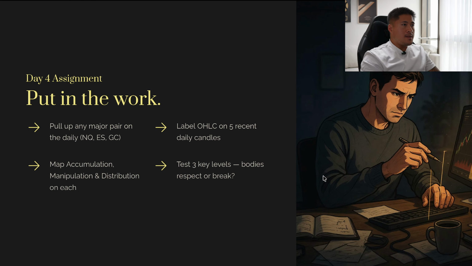So, the assignment for day number 4 is the same as the previous day. Put in the work, okay? I want you to go and pull up any major pair on the daily time frame, okay? It can be Nasdaq, it can be ES, it can be gold, whatever you're trading, okay? Euro USD, whatever. Then after that, I want you to label the open, the high, the low, and the close on the 5 recent daily candles, all right? After that, I want you to map out the accumulation, the manipulation, and the distribution on each. You can also drop down to the lower time frames like the 4 hour, the 1 hour, or 15 minute to see the 3 phases clearer, okay?